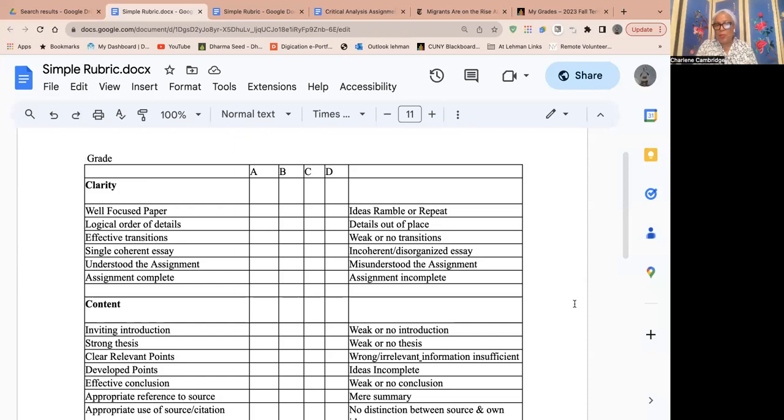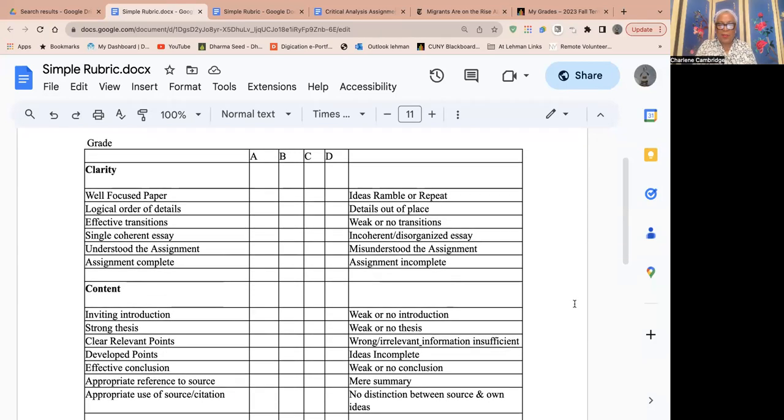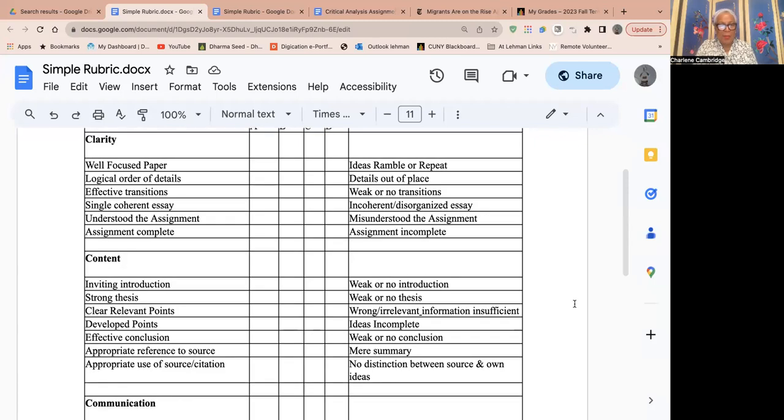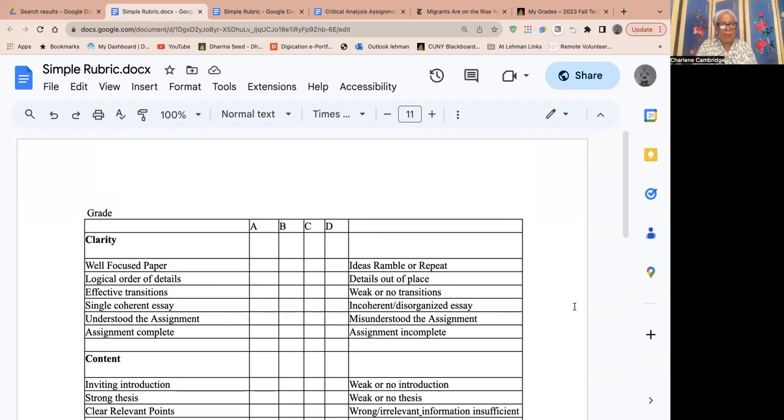As usual, I'm in Zoom, so I'm just sharing the screen with you because it's easier for me. I don't have to edit quite so much. So this is my simple rubric doc.